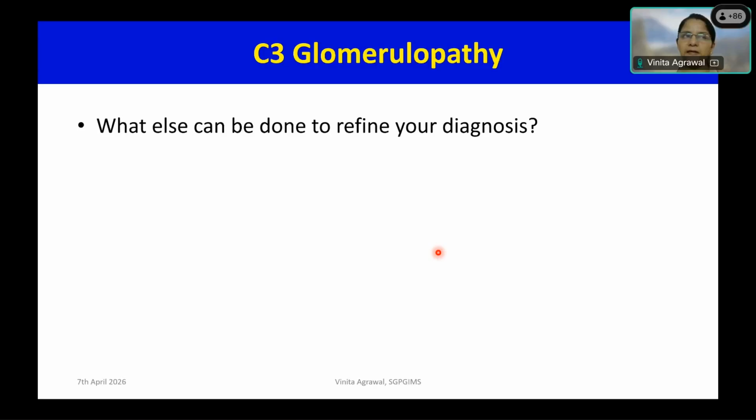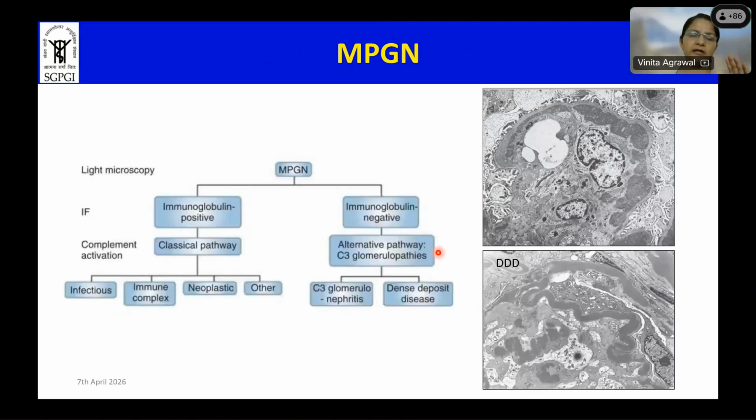So C3 glomerulopathy is not a single disease. Sarika is telling you it is ribbon-like dense deposits. C3 glomerulopathy can be divided into two types. The MPGN pattern can have immunoglobulin positive or immunoglobulin negative. When we are talking of immunoglobulin negative, like in this case, which is C3 dominant, it could be C3 glomerulonephritis, in which you have subendothelial deposits on electron microscopy, or it may be dense deposit disease, where you have these ribbon-like deposits within the membrane. So that is how the EM will help you.